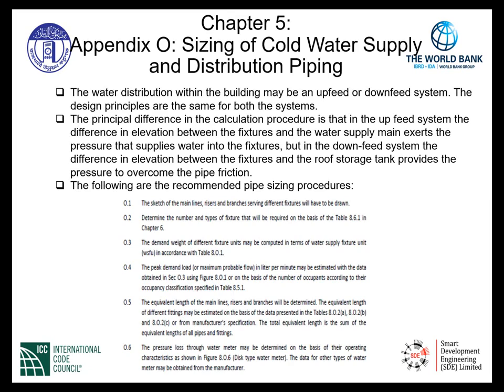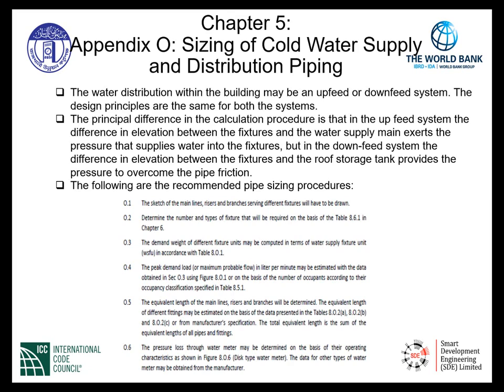The principal difference in calculation procedure is that in the up-feed system, the difference in elevation between the fixtures and the water supply main exerts pressure that supplies water into the fixtures. But in the down-feed system, the difference in elevation between the fixtures and the roof storage tank provides pressure to overcome the pipe friction. The following are the recommended pipe sizing procedures.